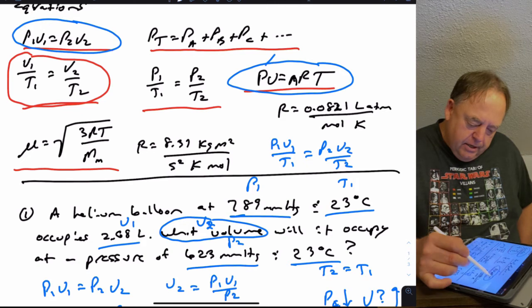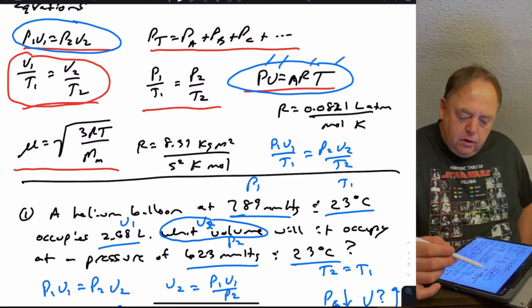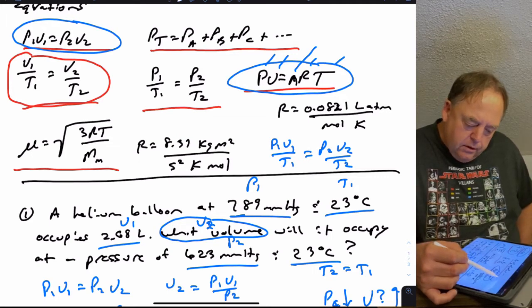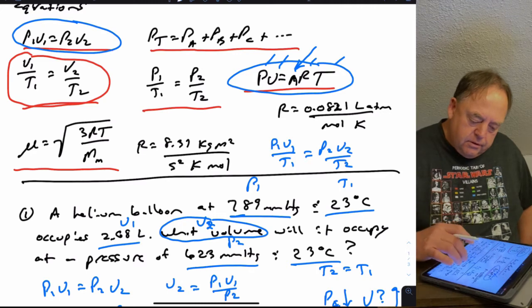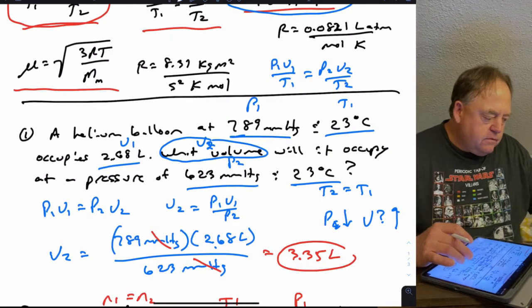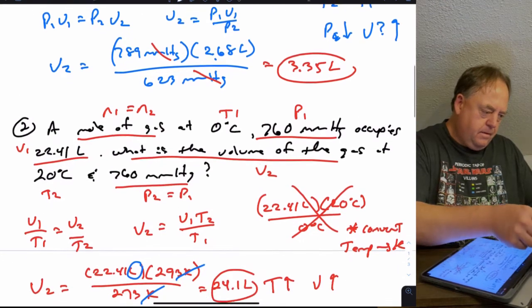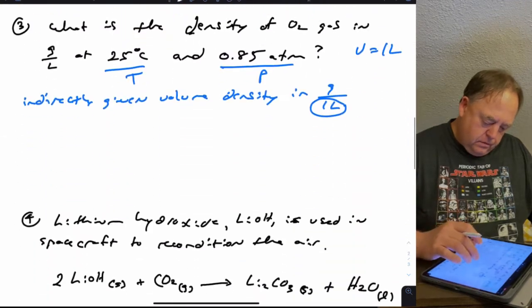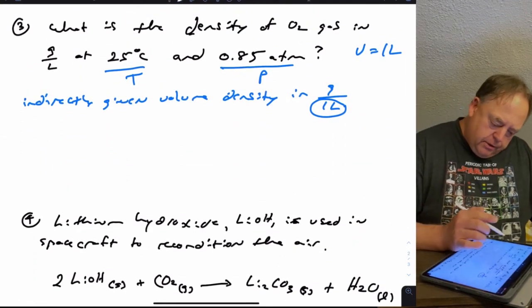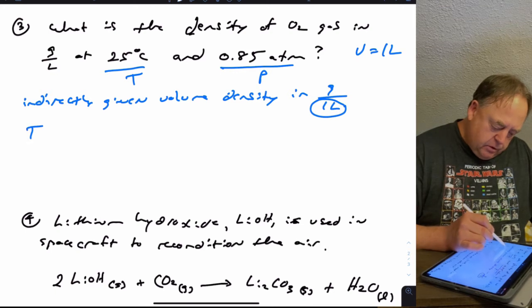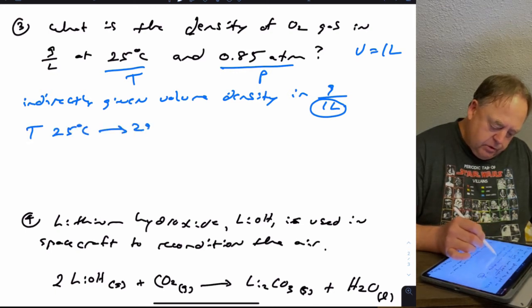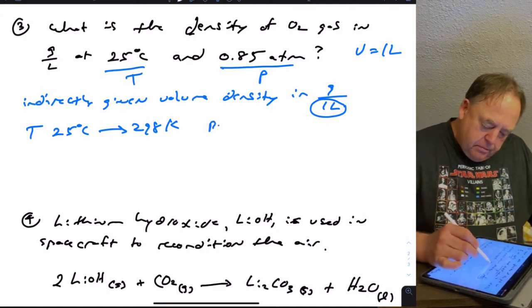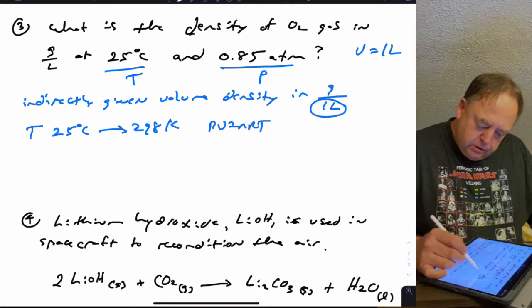So you're given pressure, you're given temperature, you're given volume, R is a constant. So you can use those to solve for n. Okay, so first of all, let's convert temperature to Kelvin. So 25 degrees Celsius is going to be 298 Kelvin. And then use the ideal gas law, PV equals nRT.